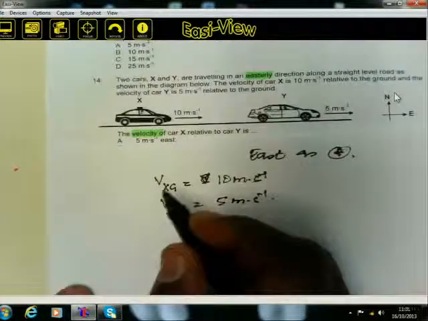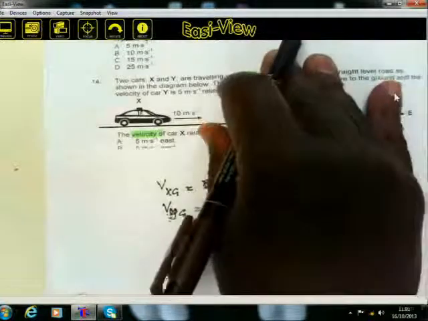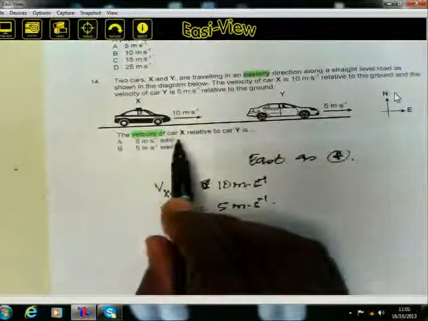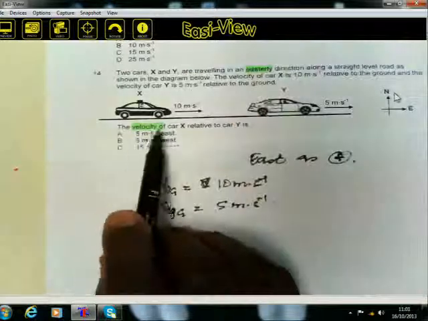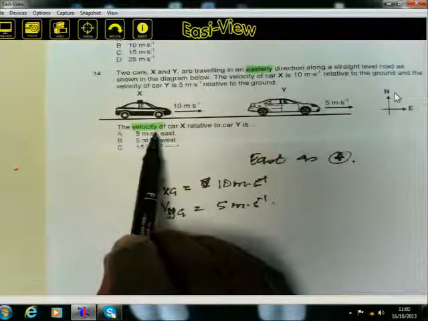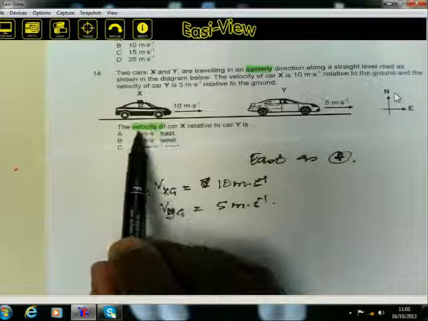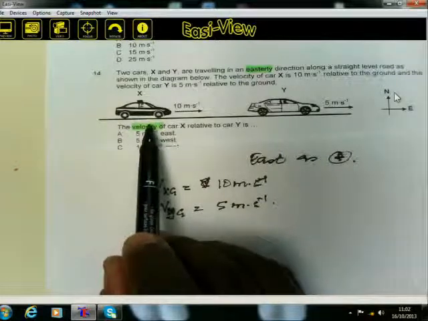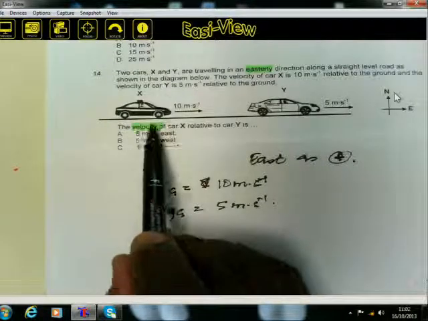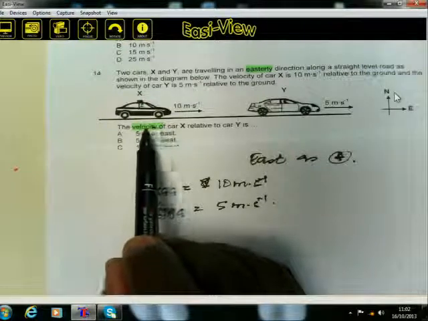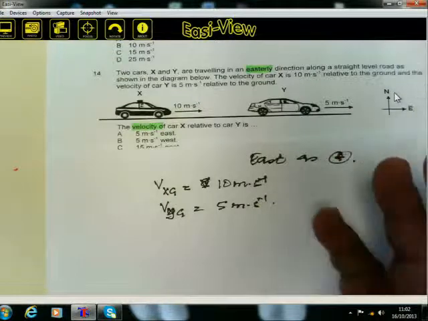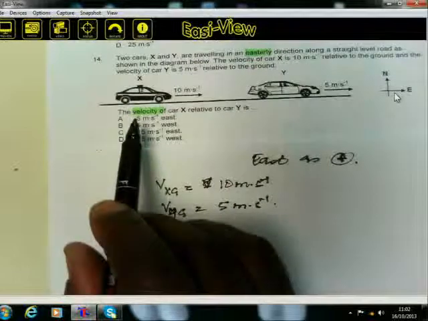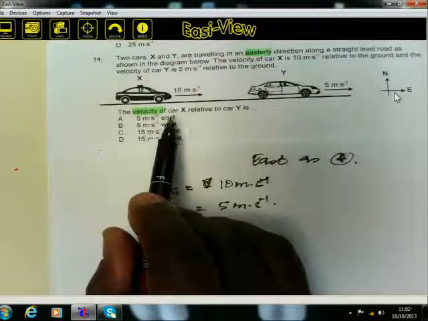Now what we have to find is the velocity of car x relative to car y. I have highlighted here velocity. Why have I highlighted velocity? Because now we are talking about a vector, and the examiner tells us that we should find the velocity. So the velocity is a vector quantity. It must have a magnitude and direction. As you can see, the answers indicate the magnitude, which is size, and the direction as well.